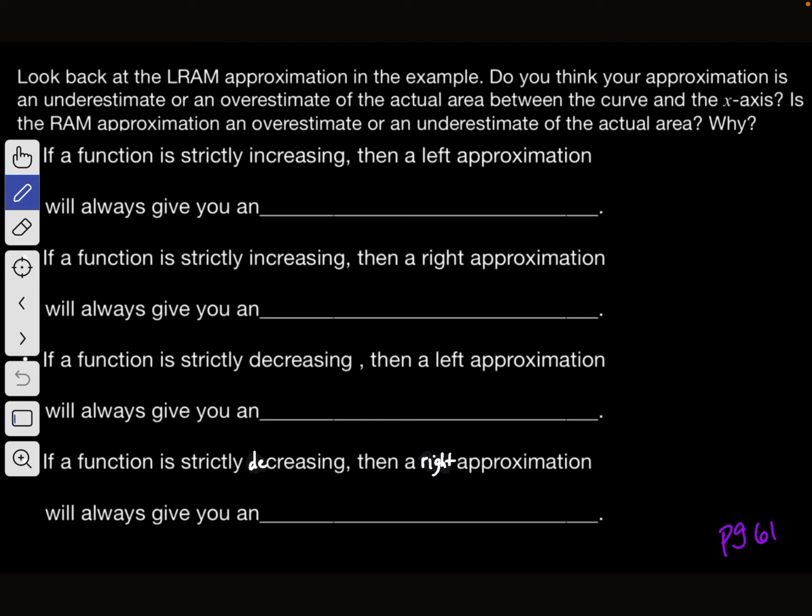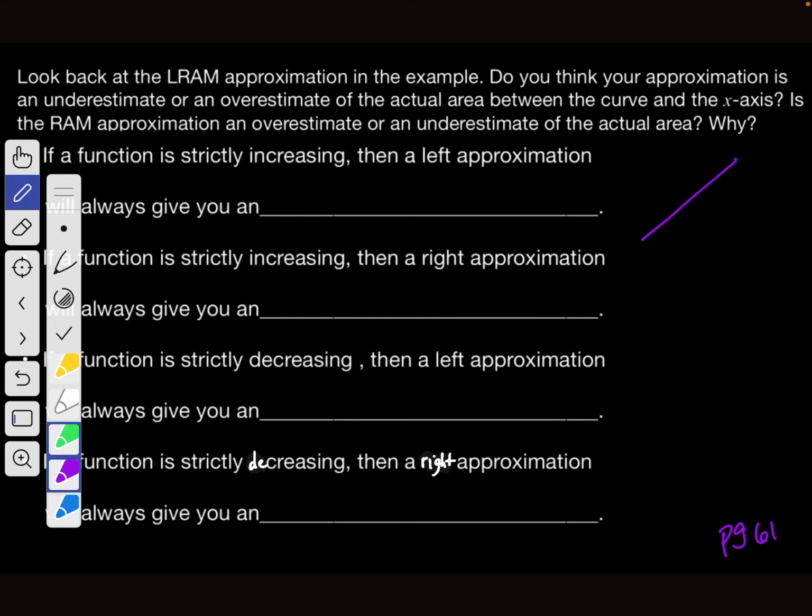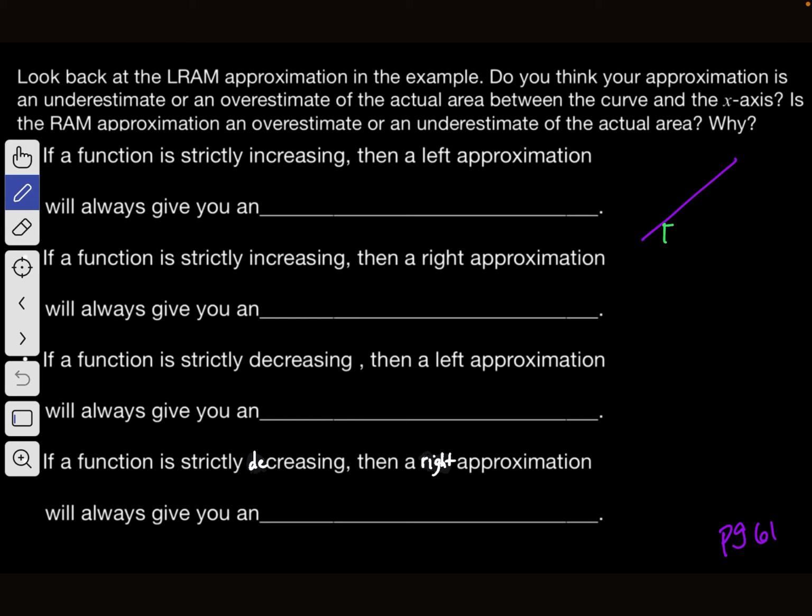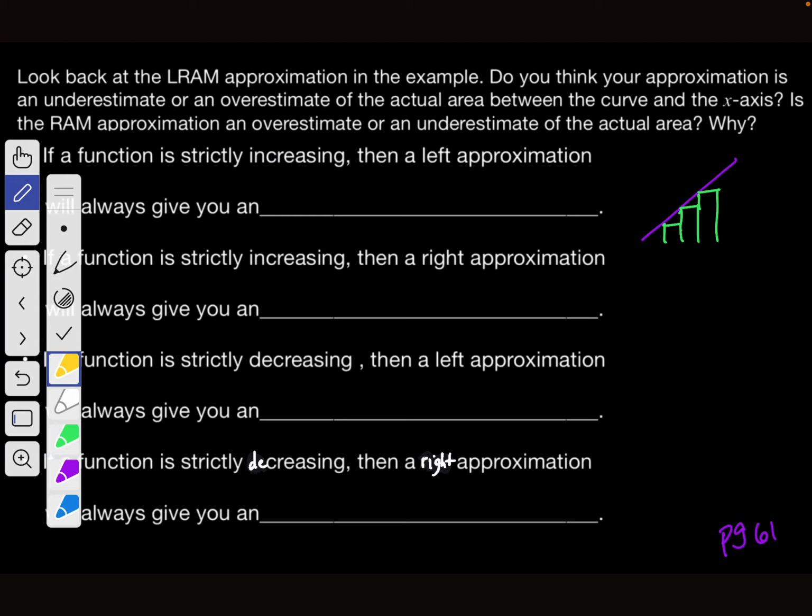So if a function is strictly increasing, something like this, a left approximation, so we're going to draw our rectangles that are hitting the curve on their leftmost corner. We can see that there is area that's left out, right? All these little guys right here. And so this is going to give you an underestimate. And just take a minute and draw yourself a curve.